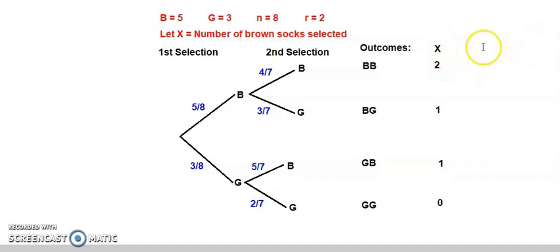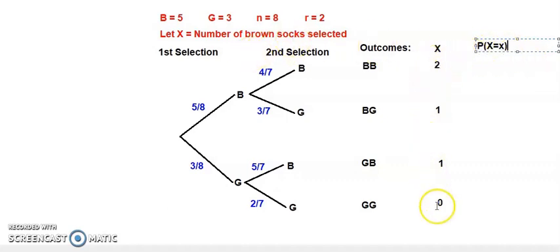Now look at how to find the probability. Let's say I put here the probability of X equals x, where X refers to the number of brown socks and x refers to the possible values of x here. How to calculate the probability? You apply the multiplication rule based on the tree diagram. So the probability for us to get brown, brown is 5/8 multiplied by 4/7.